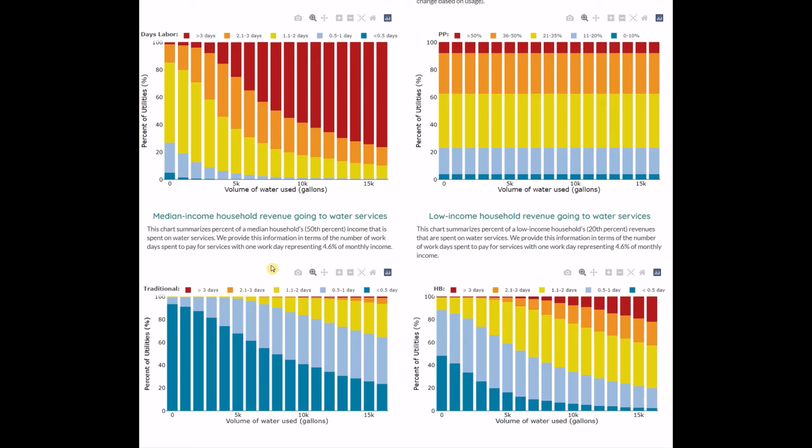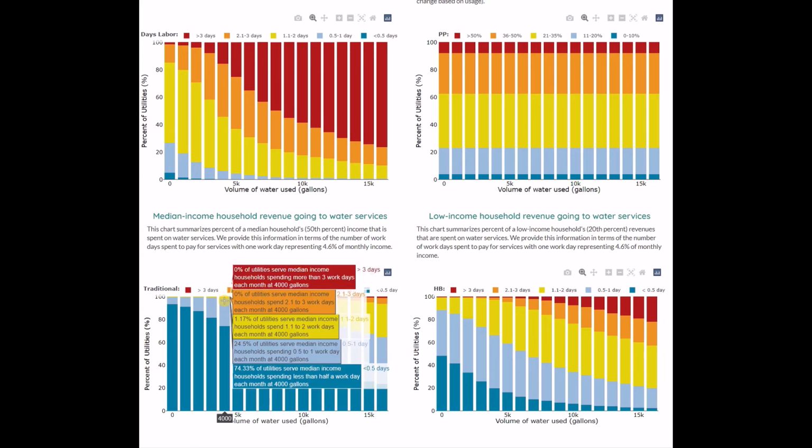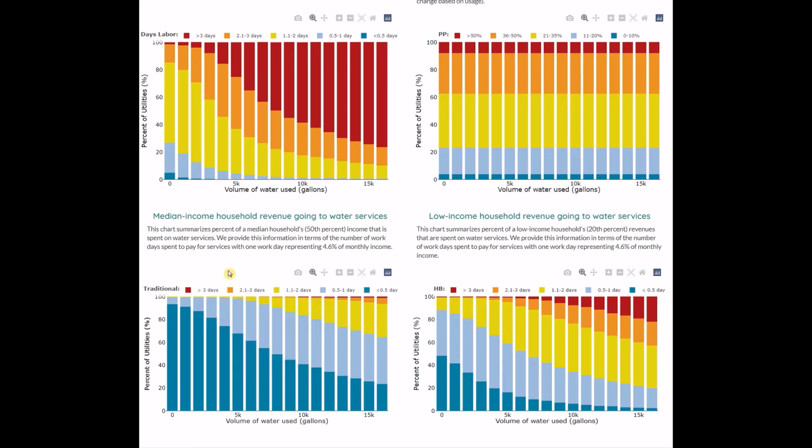For the median household income, 99% of utilities serve a community where less than a day of labor is needed to pay for water services at 4,000 gallons. Median households do not spend more than 3 days of labor to pay for water services at any utility until more than 10,000 gallons are used.